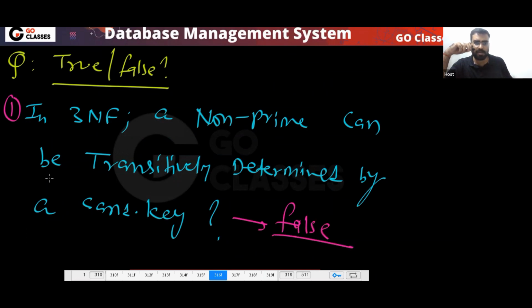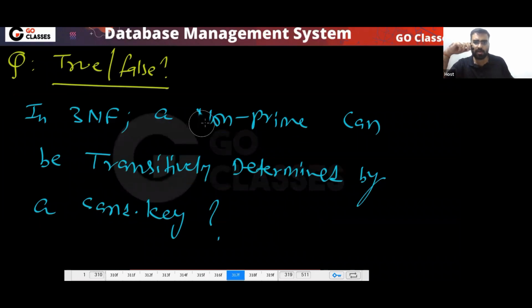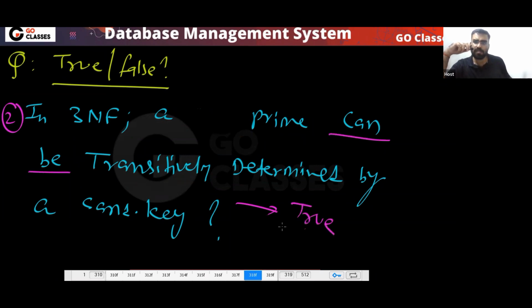Because this cannot happen. A non-prime attribute transitively determined by a candidate key can never happen. In 3NF, this is the problem with 3NF. What about this one? A prime attribute transitively determined by a candidate key. This is fine. There is no problem here. We don't have any problem with whether a prime attribute is transitively determined or not.